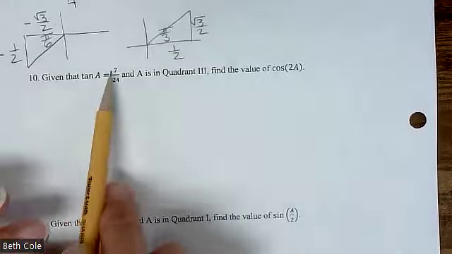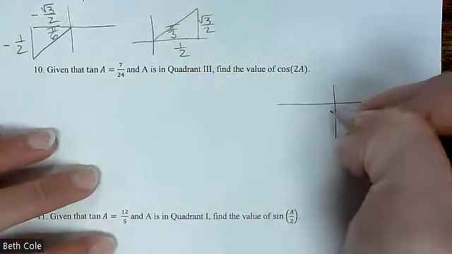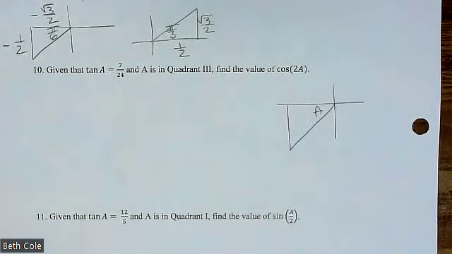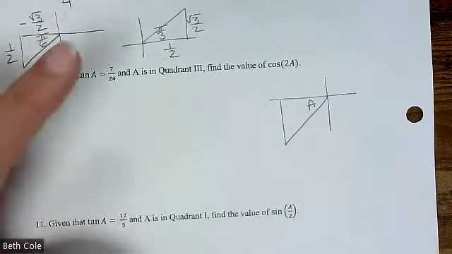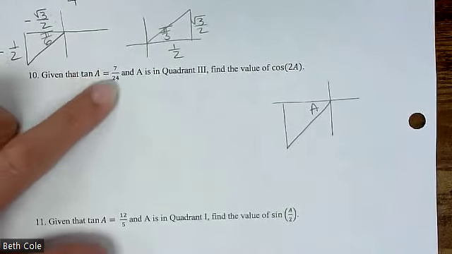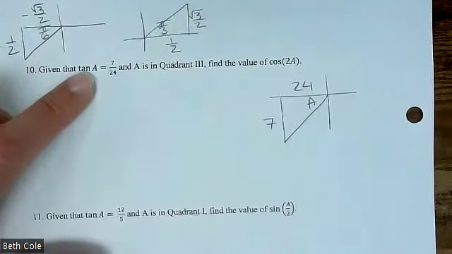All right. Given that tangent of A equals 7 over 24, and your angle is in quadrant 3. All right. So off to the side here, we're going to draw a triangle in quadrant 3. This is not on the unit circles. This is back to SOHCAHTOA. So your opposites, adjacents, and hypotenuse. Tangent is what over what? Opposite over adjacent, good. So 7 goes there, 24 goes there.